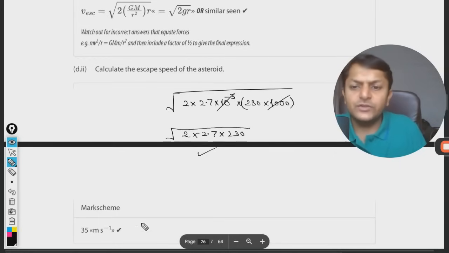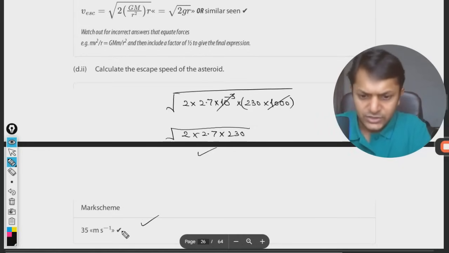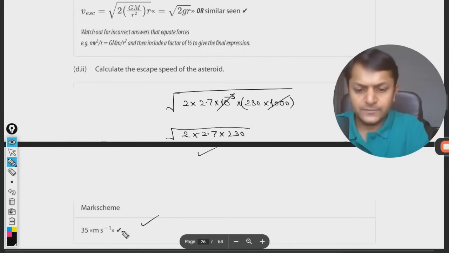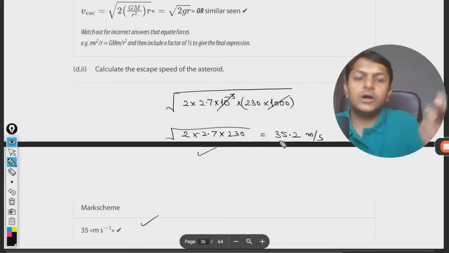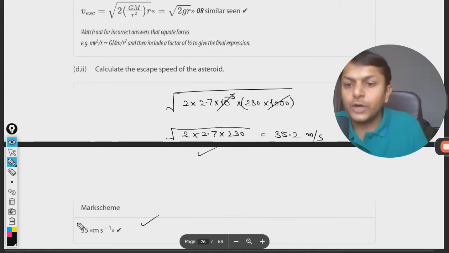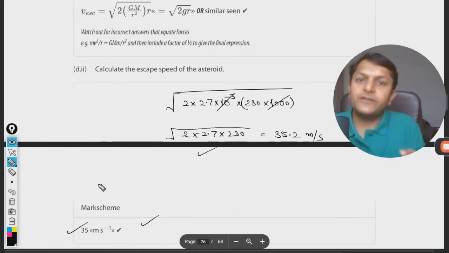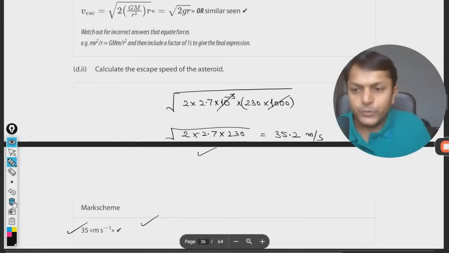I think this will be giving you the value of 35. We can verify it with the help of calculator. Let me do it. 2 into 2.7 into 230, and absolutely I am getting the answer as 35.2, but we have to reduce it into two significant figures, so 2 will be dropped, so 35 will be the answer. Always be careful. In IB, your answer should be reported in two significant figures, just as a thumb rule.